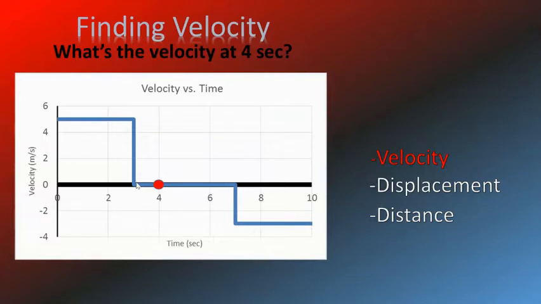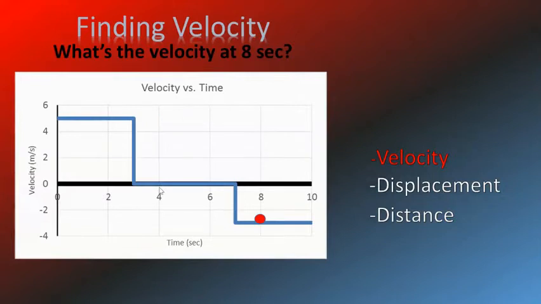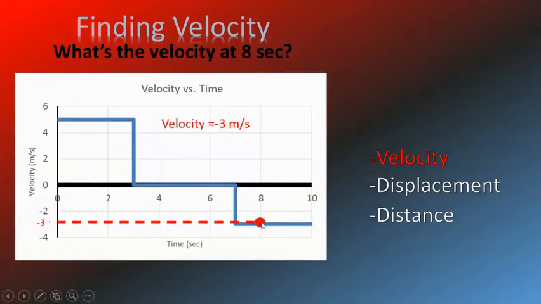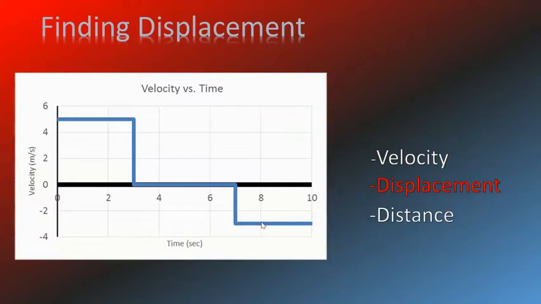At 4 seconds, you would find 4 seconds right here. This time the graph is right at zero, so it must be moving at 0 meters per second. And finally, what is the velocity at 8 seconds? Here's 8 seconds. You would find where the line is right there. It looks like it's right in between -2 and -4, so it's -3, 3 meters per second.